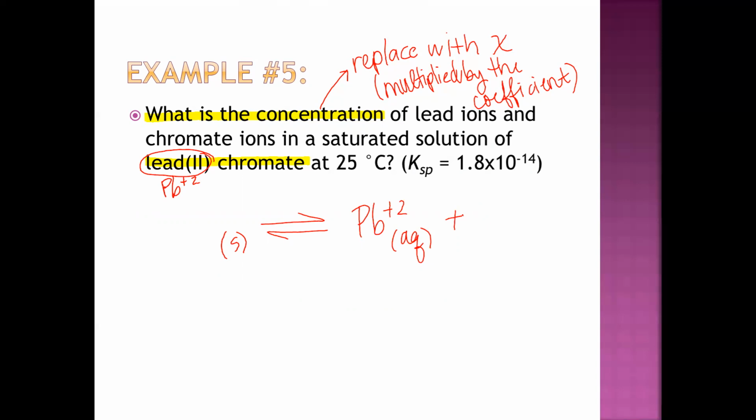Okay, so Pb plus 2 is the cation. Now the chromate is the anion. And now we haven't done this in a very long time. The ATE ending tells us that it is a polyatomic ion, which is on the back side of your periodic table. So does somebody have that out? Can you tell me what chromate is?